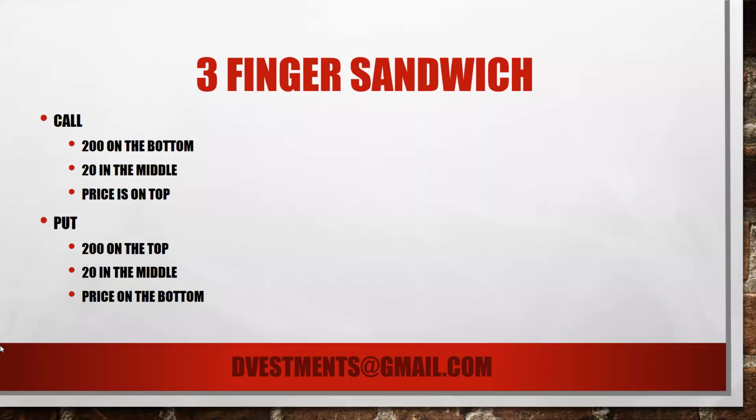So the three-finger sandwich for a call, you need a 200 on the bottom, 20 in the middle, and price on top. Any bounces off of the 20 going to the upside, you want to take. For a put, 200 on the top, 20 in the middle, price on the bottom. Any bounces off that 20 to the downside, you want to take.